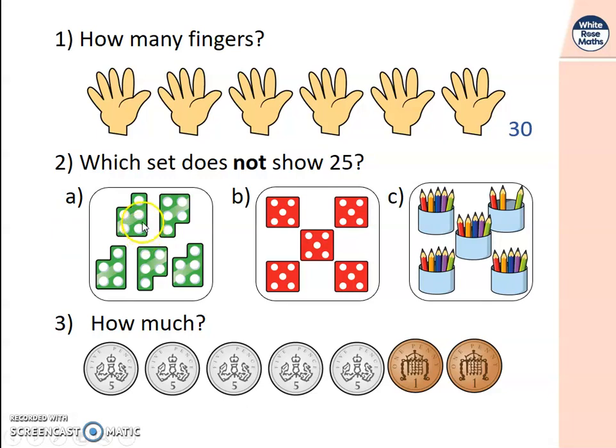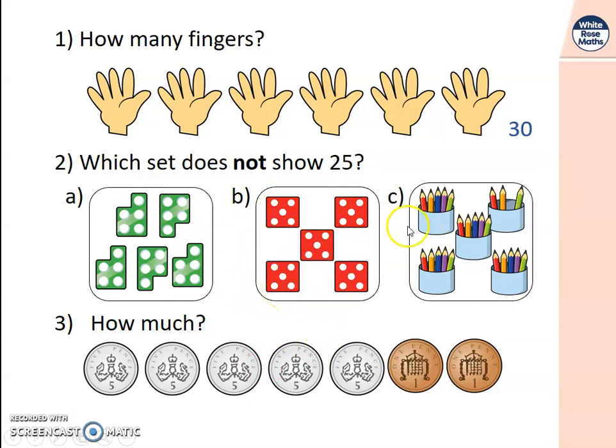Which set does not show 25? So let's check. 1, 2, 3, 4, 5. That's a 5. That's a 5. They're all 5s. So 5, 10, 15, 20, 25. So A does add up to 25. B, we know that these are also 5s. 5, 10, 15, 20, 25.